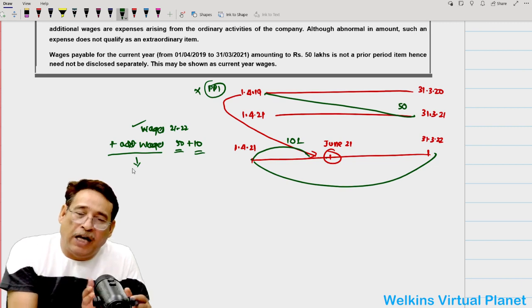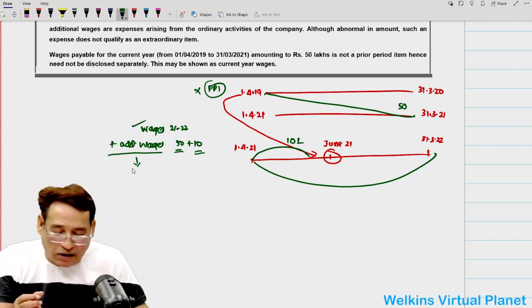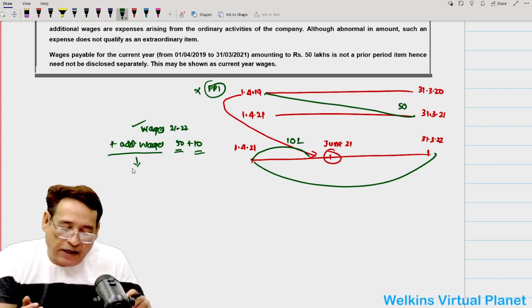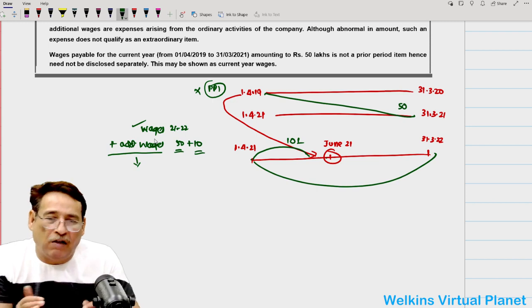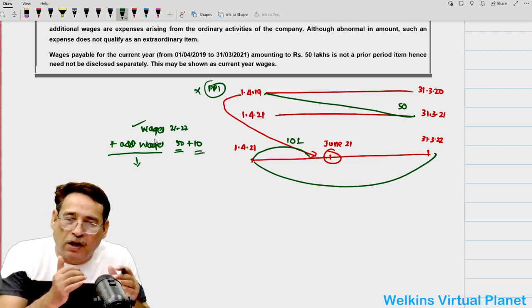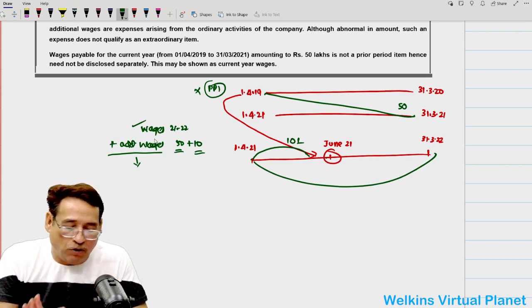Because prior period items need to be separately disclosed. Separately disclosed means in a separate line item. Here we need not reflect the wages as a separate line item. We can simply write wages. So additional wages along with normal wages will be treated as a normal, ordinary course of item, that means a normal expense of the business. So this is how you have to present.